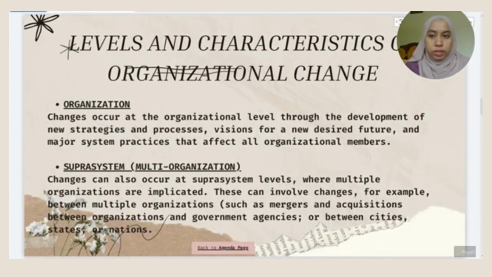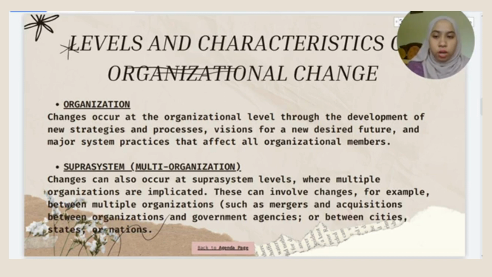Okay, next is the third one, organization. Change occur at the organizational level through the development of new strategies and process, vision for a new desired future, and major system practice that affect all organizational members.